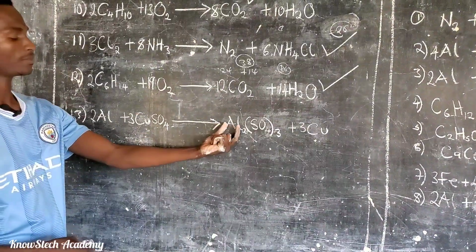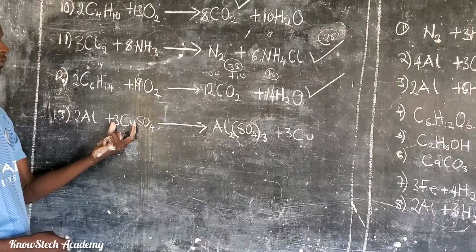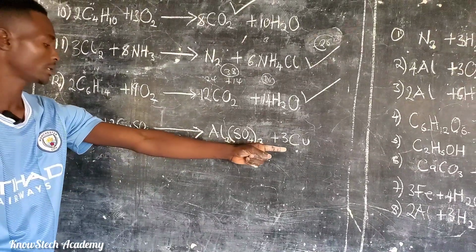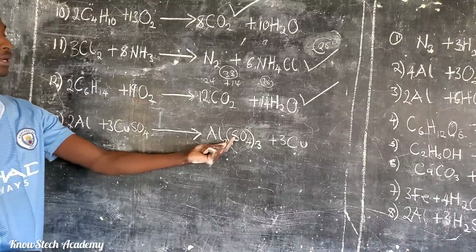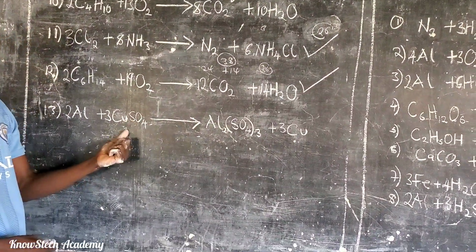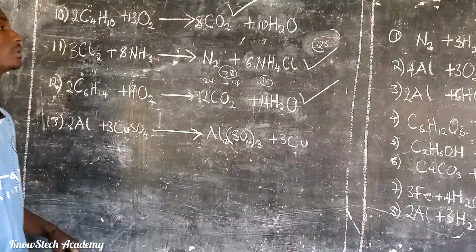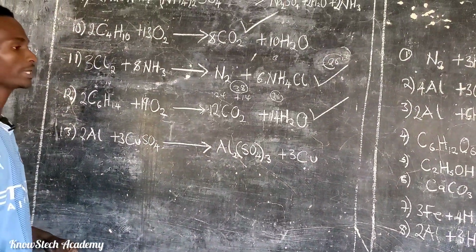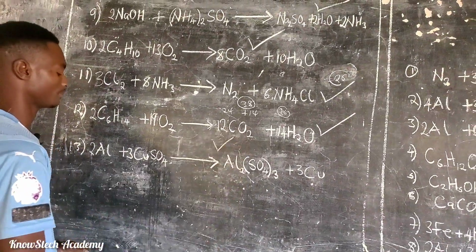Okay. So number of aluminum atoms. The number of aluminum atoms. The number of copper atoms. This side. Sulfur. Here, because of this 3 which is outside there. Oxygen. 3 times 4. Oxygen 3 times 4, 12. All right. So this also is what?